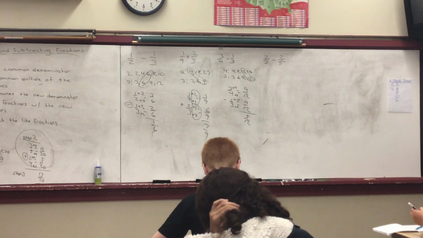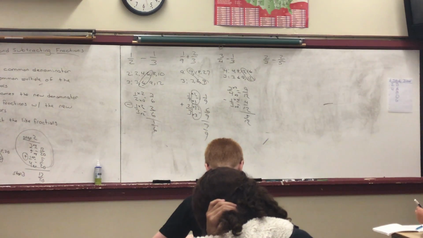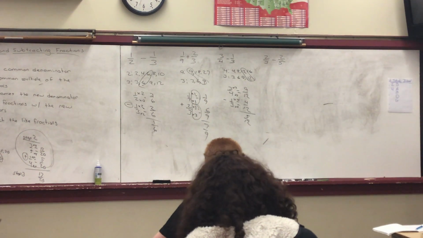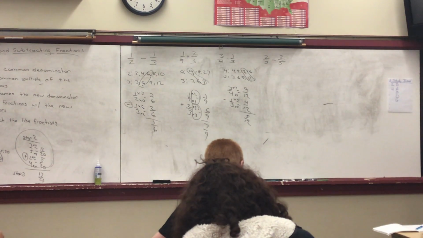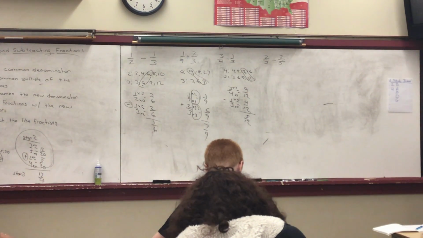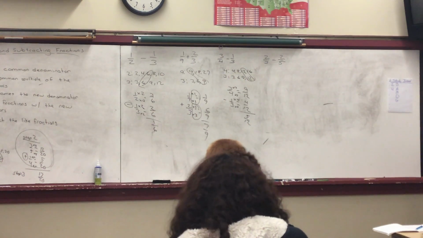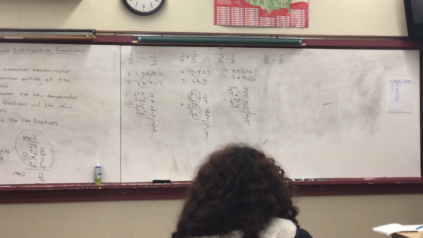Stop. Write the problem up and down, baby. Write the problem up and down. Baby, why is this so difficult? 2/3 minus 2/5.